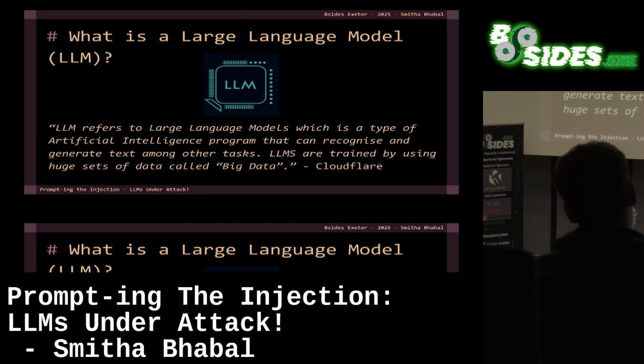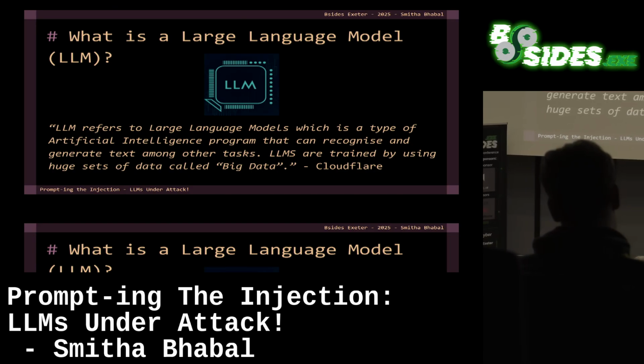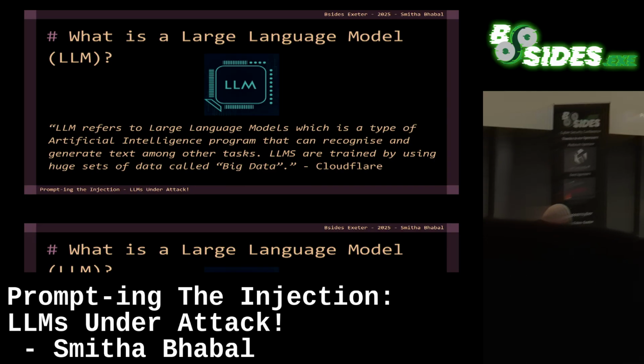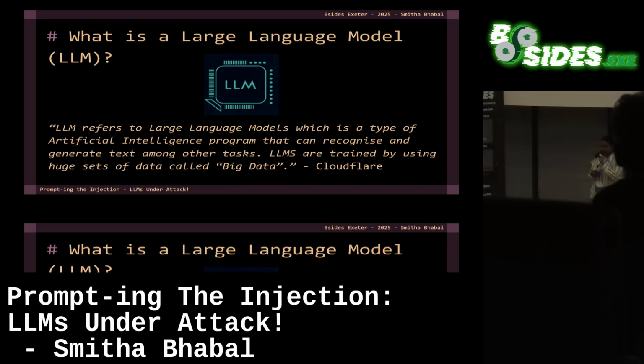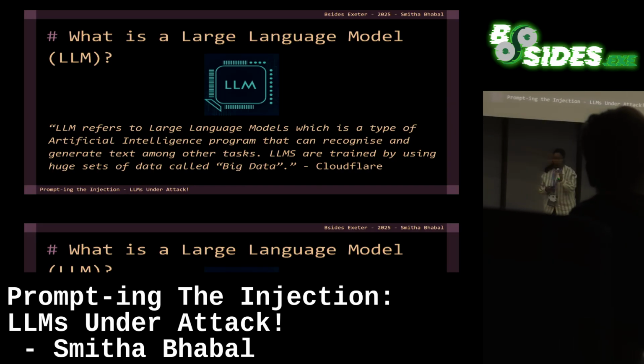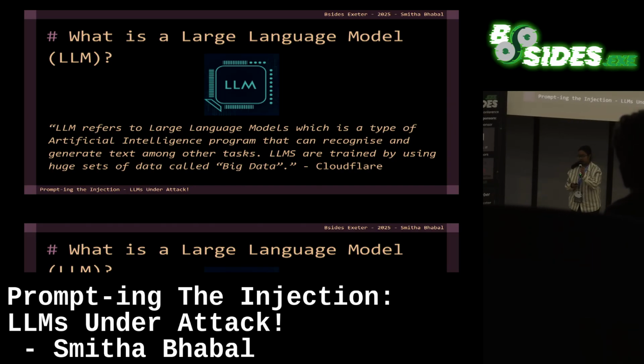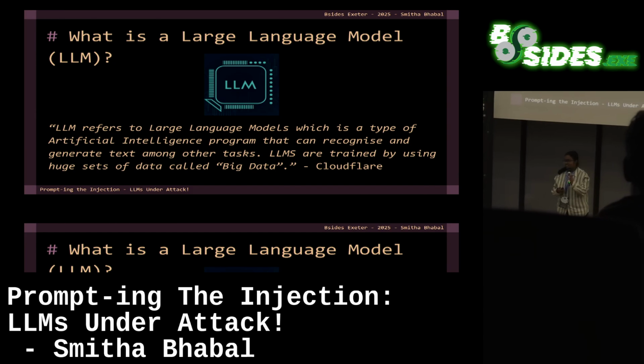So what are large language models? Large language models, which refer to LLMs, are a type of artificial intelligence program which can recognize and generate text, among other tasks. These models can be trained using huge data sets called big data.